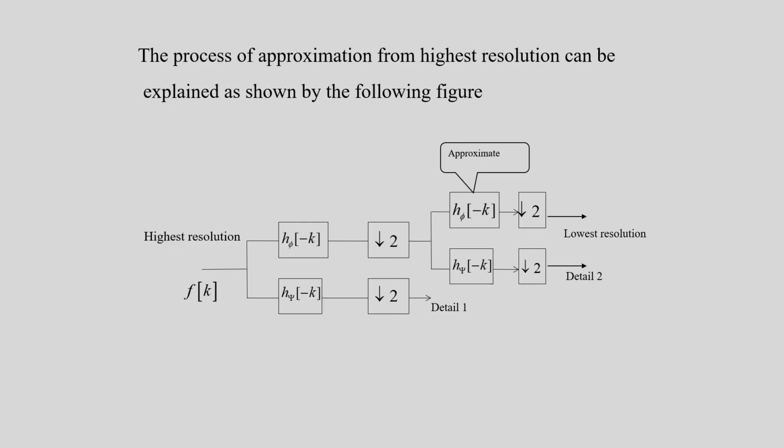In this figure you can see the multiple levels of decomposition I can do. So first I am considering the signal Fk, that is of highest resolution. After this I am considering the low pass filter and the high pass filter. I am determining the approximate value and the detailed value. After this I am downsampling. So I am having the detailed information, detail 1. And from the approximate information you can see we have the approximate information.